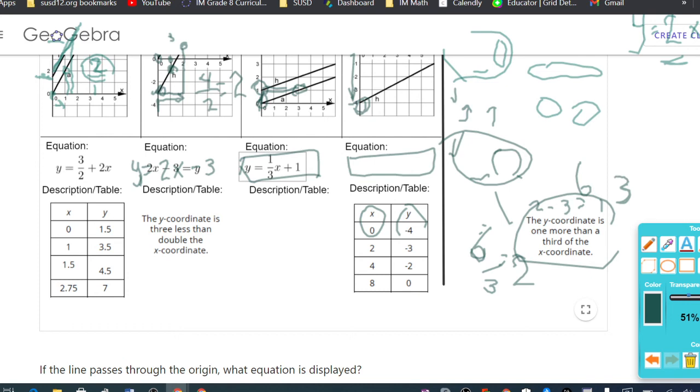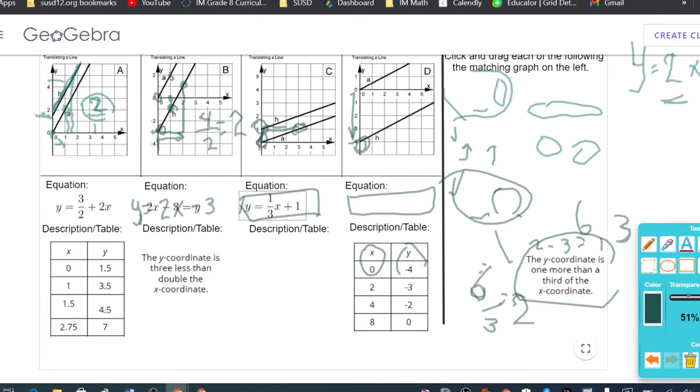Is that true? Let's find out. If x equals 6, the y-coordinate will be 3. Here, 1, 2, 3. Here we go. Yeah, there it is. X equals 6, y equals 3. Okay, we got it. Let me move that over.